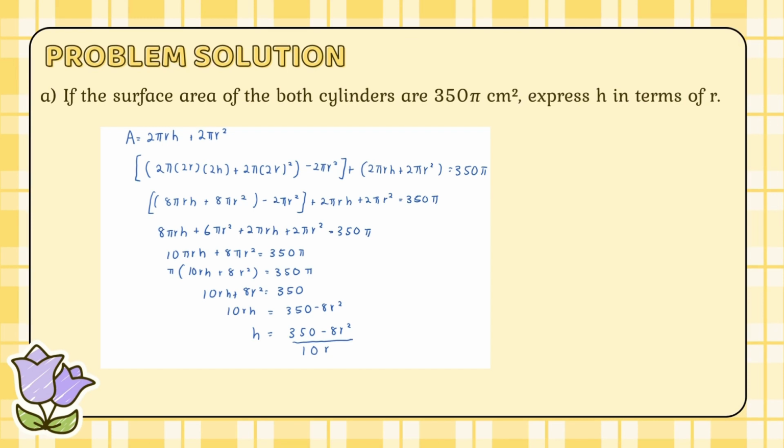And then, solve and simplify the equation until it becomes 10 pi rh plus 8r square equals 350 pi. Next, we factorize the pi and cancel them out. After that, bring 8r square to the right side, so it will become 10rh equals 350 minus 8r square. Lastly, leave only h on the left side, so the rest moves to the right side, and we will get the answer, which is h equals (350 minus 8r square) divided by 10r.